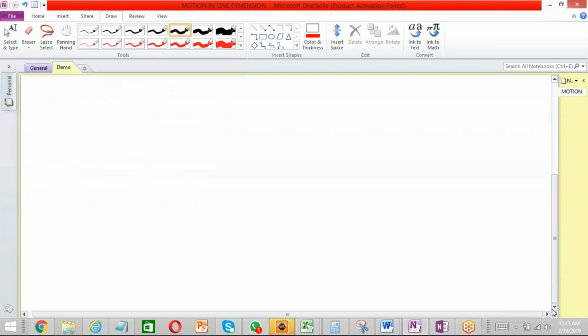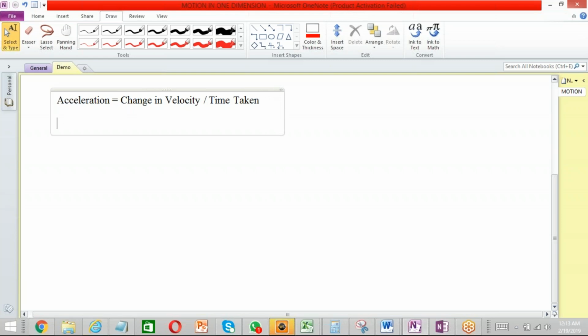The first equation is v equals u plus at. For this, we know by the definition of acceleration, that acceleration is nothing but the change in velocity over the time taken for this change to be effective. Change in velocity upon time taken. Now what is this change in velocity?